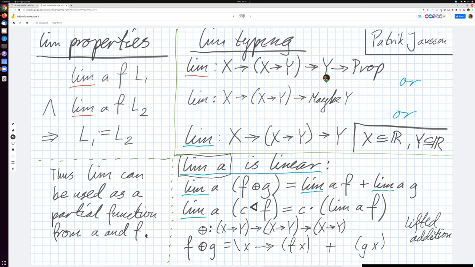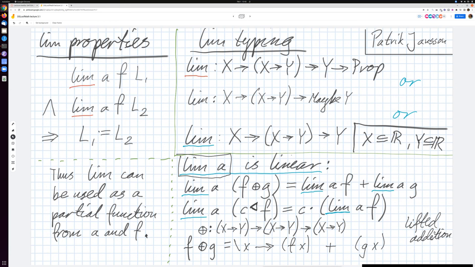But here I've actually, I forgot one blue underline. This is also the blue lim. I've chosen to simplify the matters, but yes, if I would like to use it for the black lim, the lim with a maybe in the result type, I'd also have to take care of the nothing case. And that's also a good exercise. It's also a normal functional programming exercise to take addition on the type y to addition on maybe y, and then to additions on functions. But anyway, here it doesn't have to take care of maybe types.